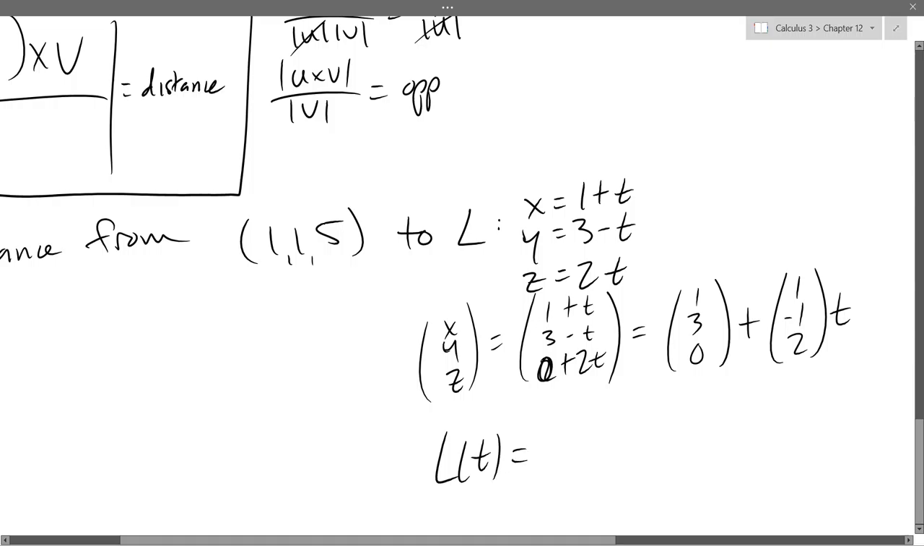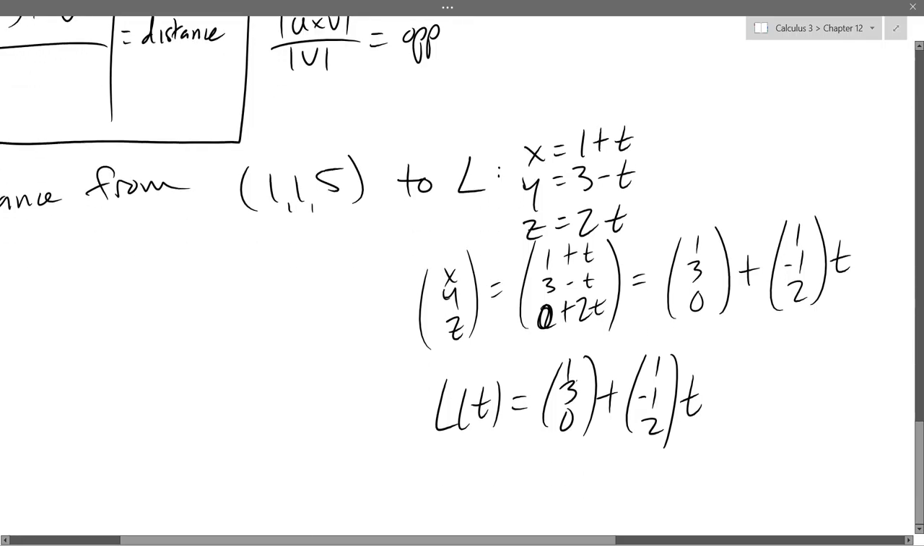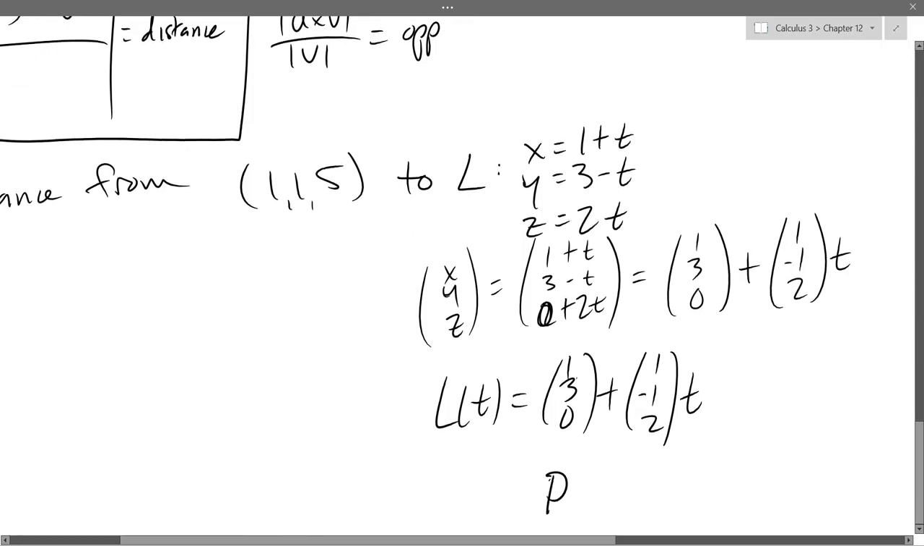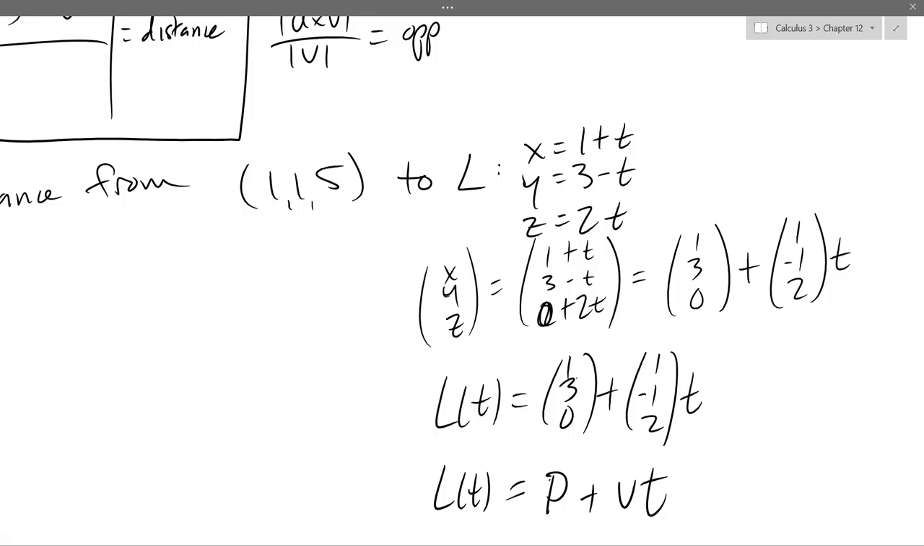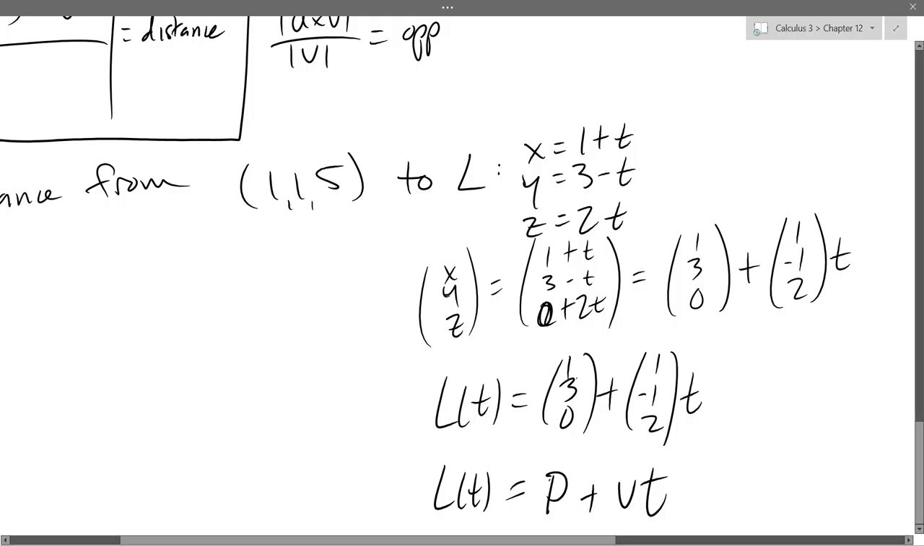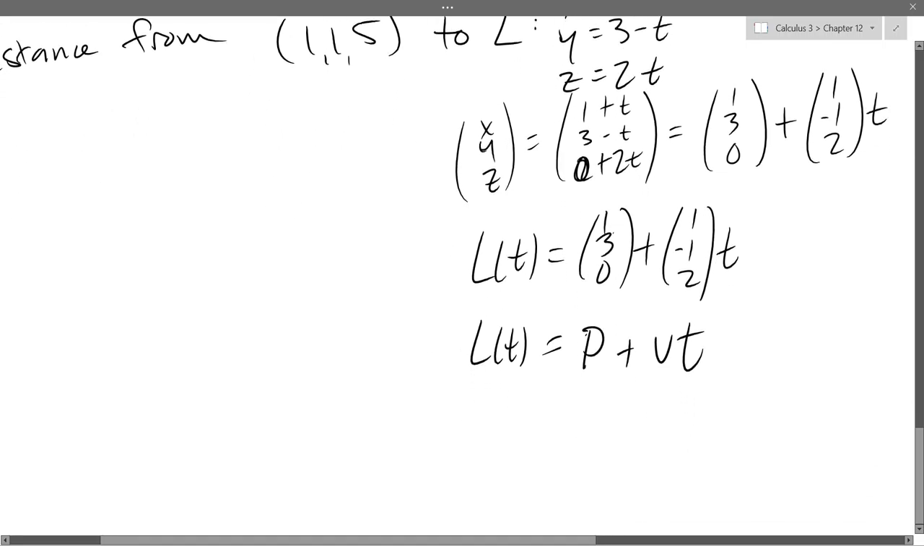So I could rewrite it like this, and this, of course, is a function of t. So in this form, we got p, or p naught, however you want to write it, plus vt. So there's L of t. We got our initial point, p. The easiest point on the line is to just let t equal 0, and then this whole vt part will be 0. That'll give us an easy point on the line.